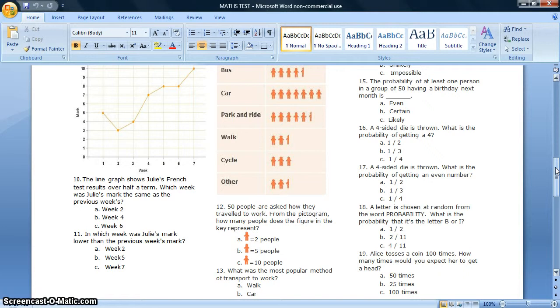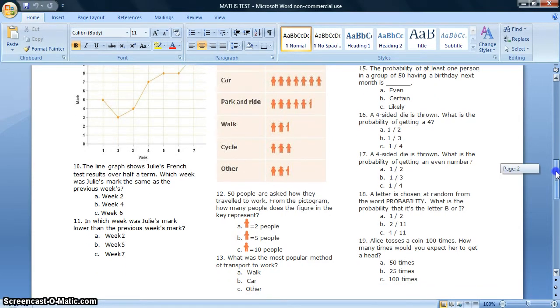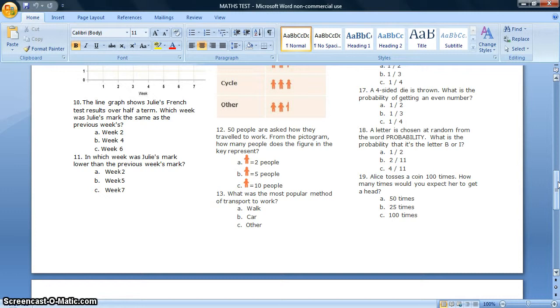A. 1 out of 2, B. 1 out of 3, C. 1 out of 4. Question 17. A four-sided die is thrown. What is the probability of getting an even number? A. 1 out of 2, B. 1 out of 3, C. 1 out of 4. Question 18. A letter is chosen at random from the word probability. What is the probability that it's the letter B or I? A. 1 out of 4, B. 2 out of 11, C. 4 out of 11.